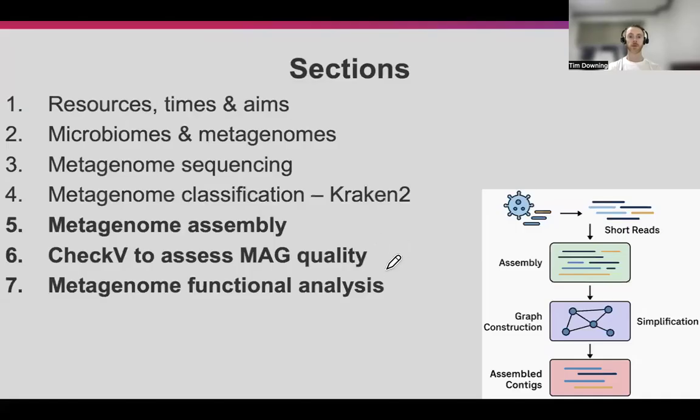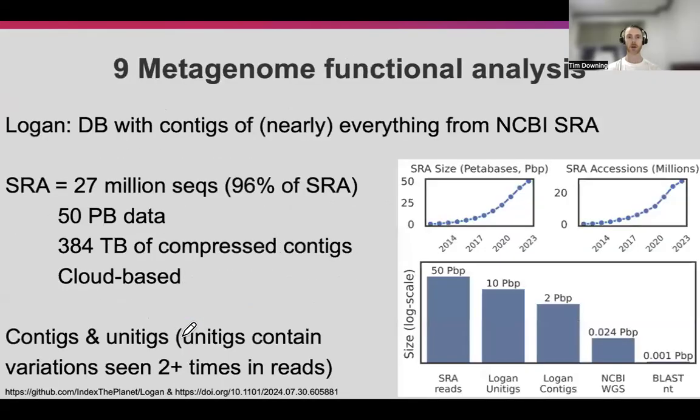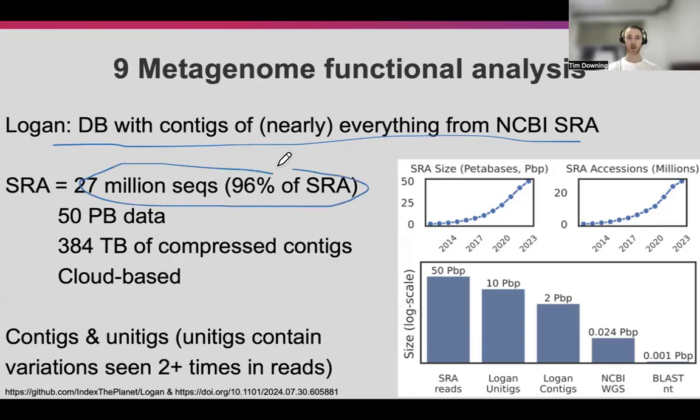So welcome to our third video in this demo part of the course G08 on metagenomics applied to viral genomes. We're looking at functional analysis, or really starting in that direction. What we're going to use is a database called Logan, which is many contigs of nearly everything in the NCBI SRA. So this is a very large data set, 96% of the SRA with 27 million sequences that comprises over 50 petabytes of data, or as compressed contigs would be 384 terabytes.